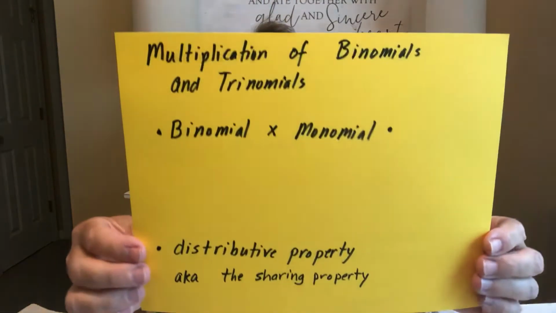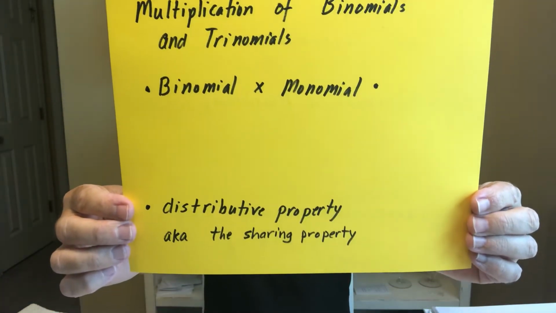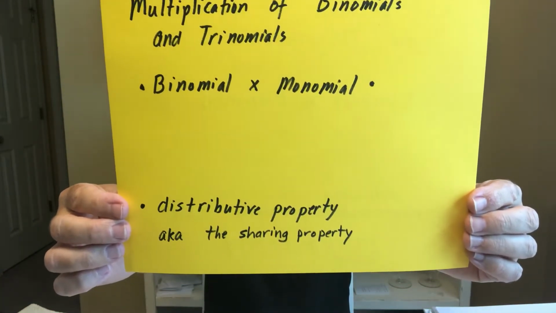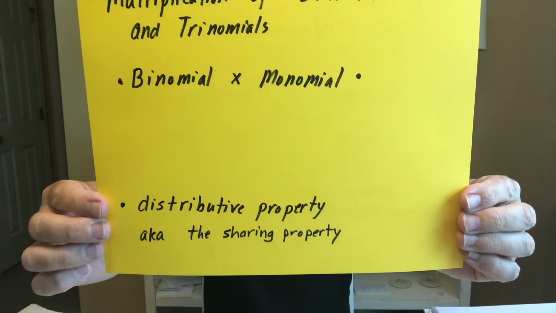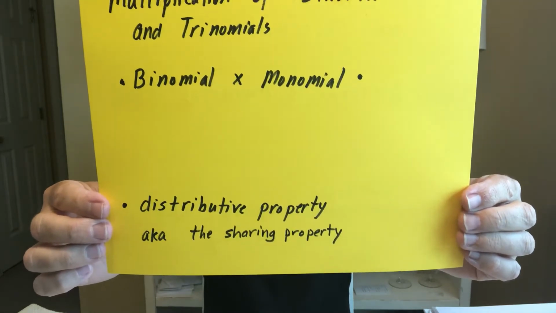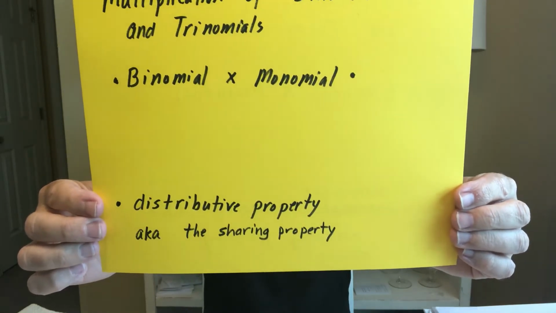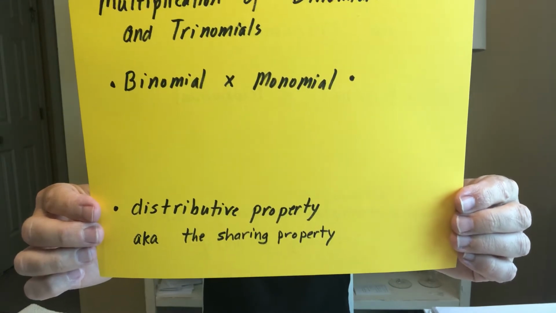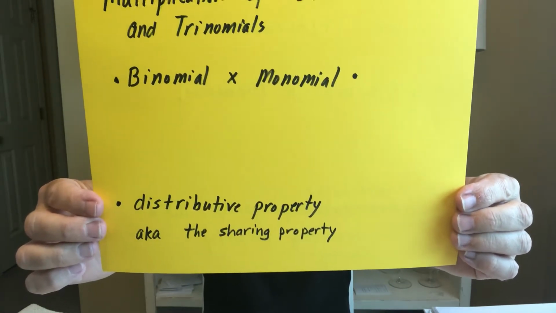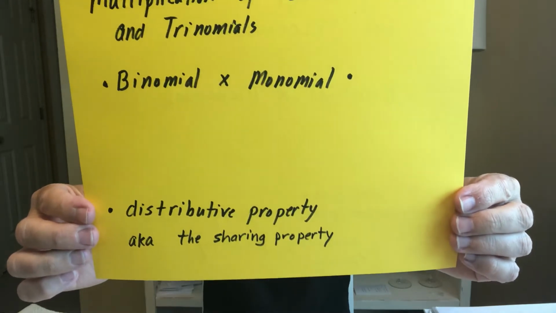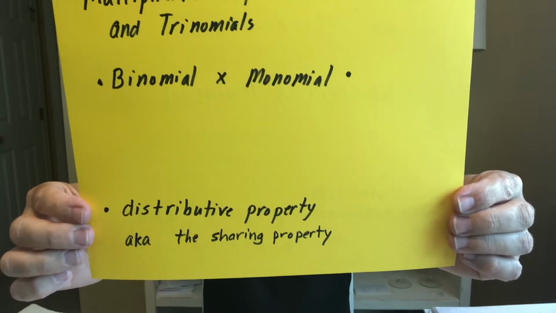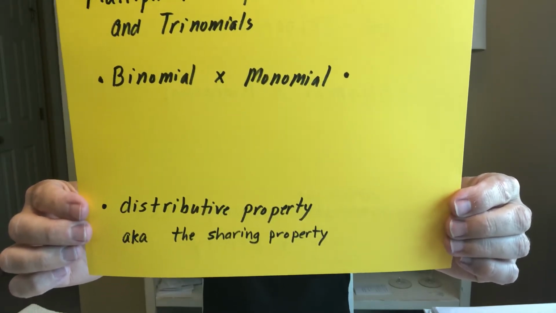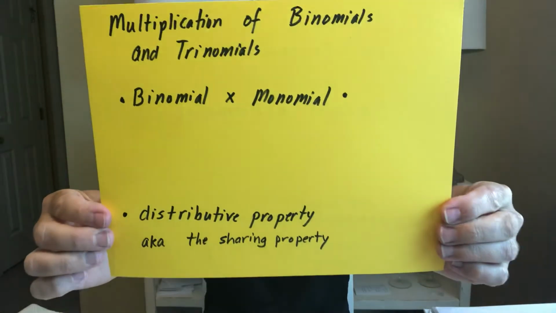Today our lesson is going to be on the multiplication of binomials and trinomials. And this is a whole series of lessons. Today we're just going to focus on the first part, which is a binomial times a monomial. And we are going to specifically talk about a property today called the distributive property. If you've never heard of the distributive property before, that's also known as the sharing property. And we're going to talk about how that property helps us share when we're multiplying.